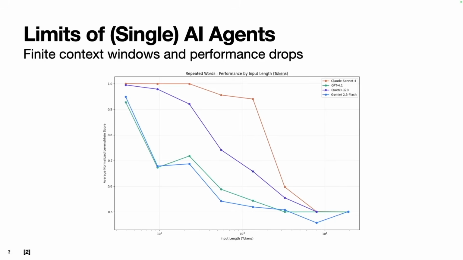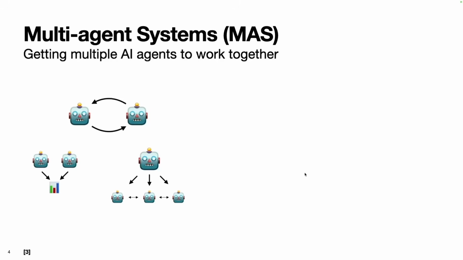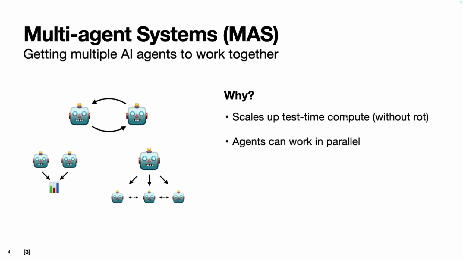And so how can we get the best of both worlds, where we can get these models to generate the maximum number of tokens without seeing this drop in performance? One way we can do this is through multi-agent systems. So instead of just relying on a single AI agent, we can get multiple AI agents to work together. There are a lot of different ways this can look, as we'll talk about in a little bit, but the reason that this can be advantageous is that it can scale up test time compute while mitigating the risks of context rot. Another key benefit is that if you have multiple agents working together, they can work in parallel.